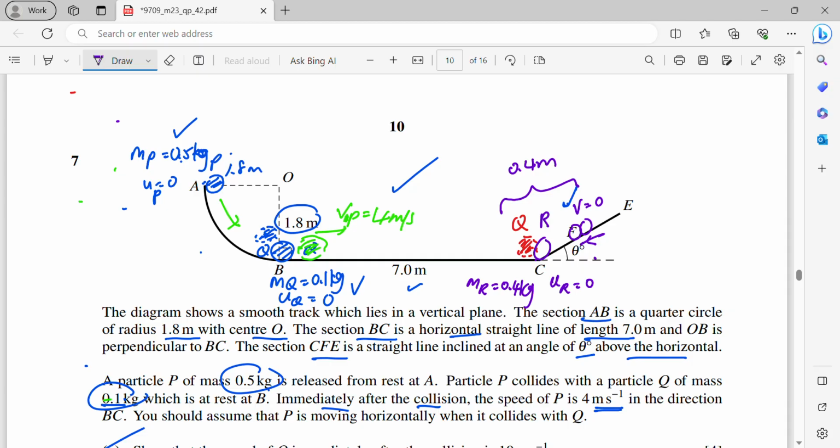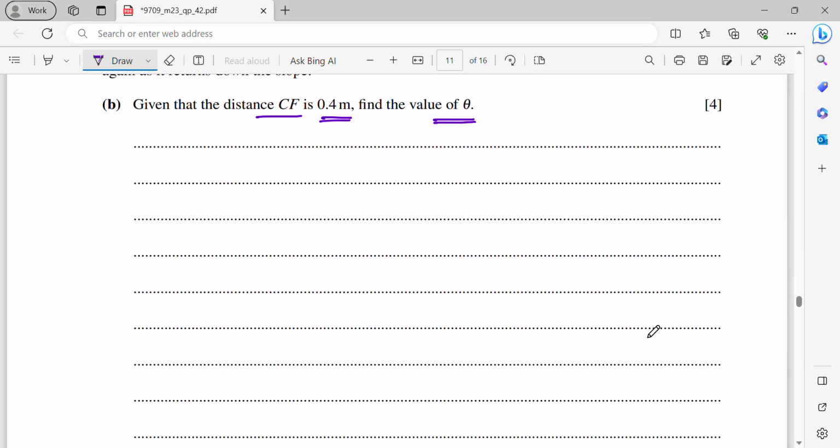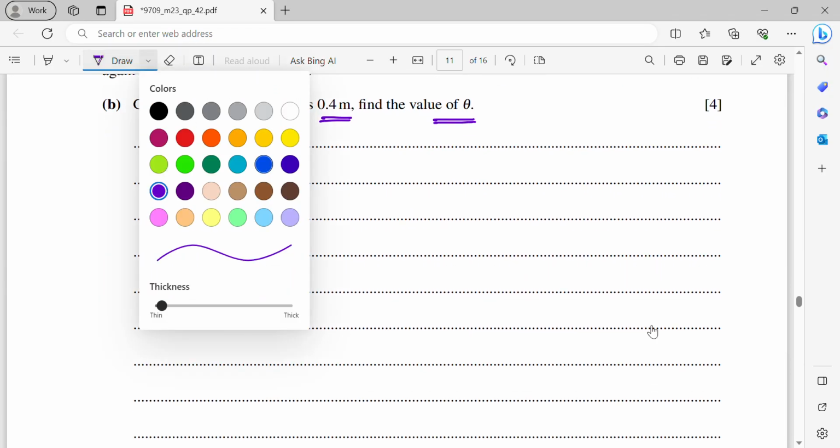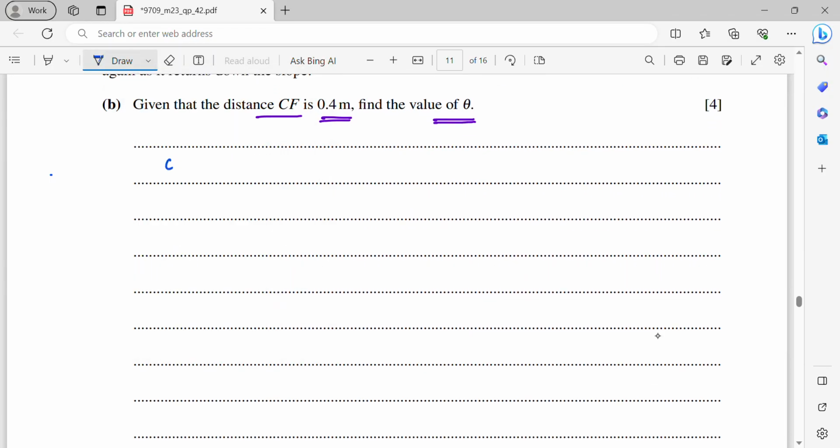Now we need to get what is the theta. From here, I need to check the speed. What is the speed when they're combined together? Firstly, I have to find the speed when they're combined together. Later on, I need to use the conservation of energy to get the theta here. So now, I will start with the conservation of linear momentum.